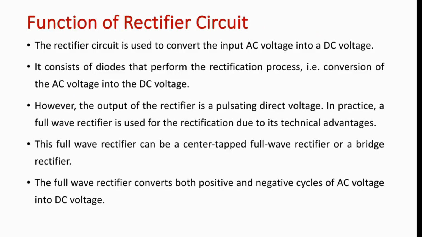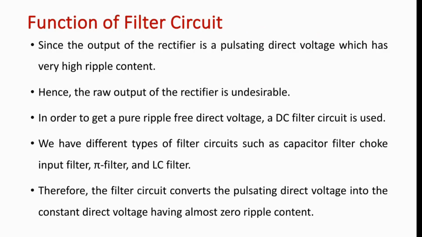The second major component is the rectifier circuit. Here we are utilizing a bridge rectifier for our operation. The rectifier circuit is used to convert the input AC voltage into DC voltage. It consists of diodes that perform the rectification process, that is, the conversion of AC voltage into DC voltage. However, the output of the rectifier is a pulsating direct voltage. In practice, a full wave rectifier is used for the rectification due to its technical advantages. The full wave rectifier can be a center tapped transformer rectifier or a bridge rectifier. The full wave rectifier converts both positive and negative cycles of AC voltage into DC voltage.